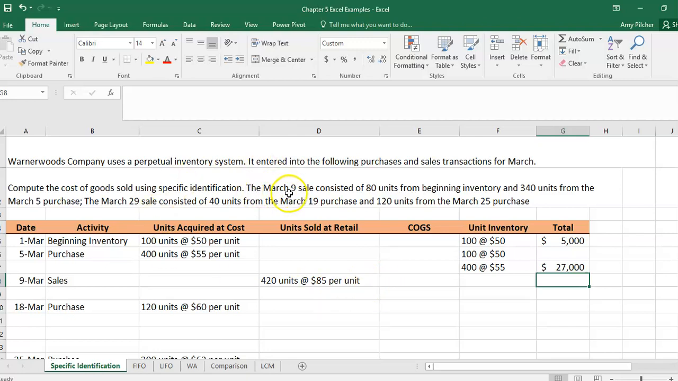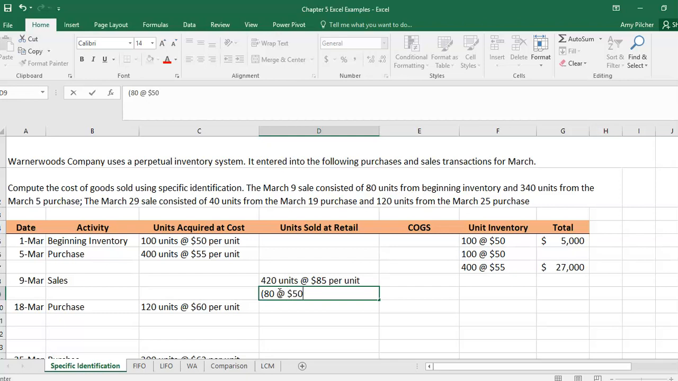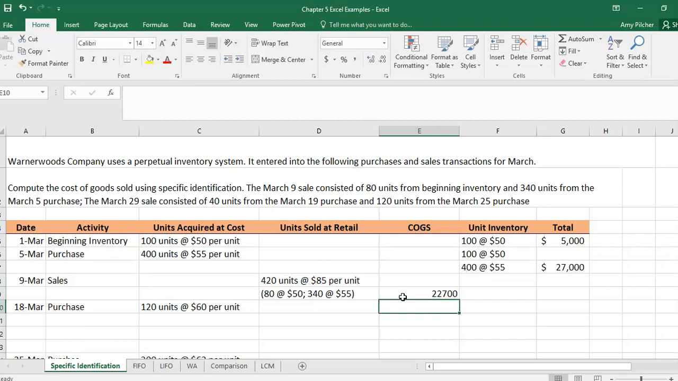It tells us in our instructions that the March 9th sale consists of 80 units from beginning inventory and 340 units from the March 5th purchase. So this total is 80 at $50 and 340 at $55. So our cost of goods sold on this sale is 80 times 50 plus 340 times 55, or a total of $22,700.